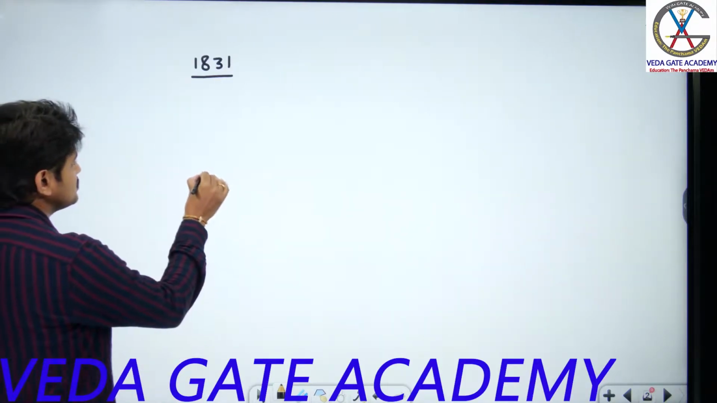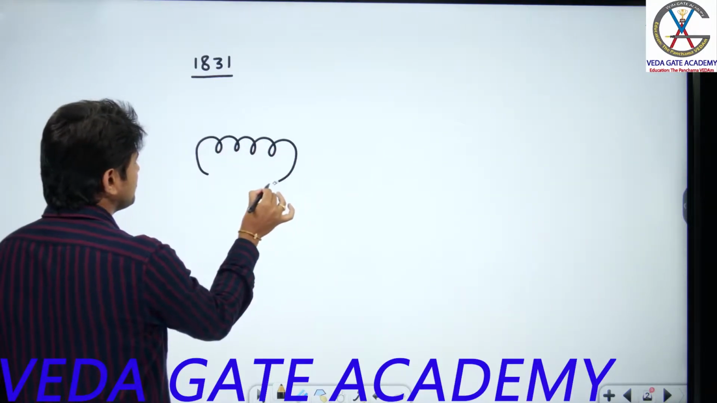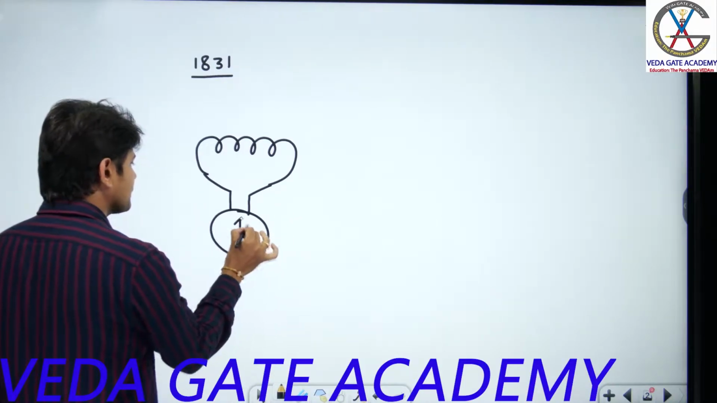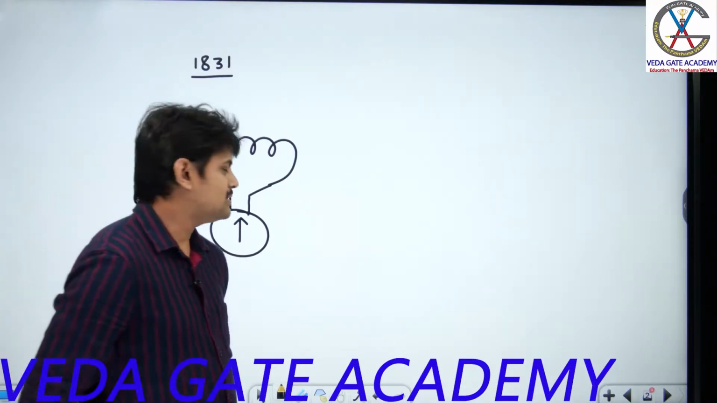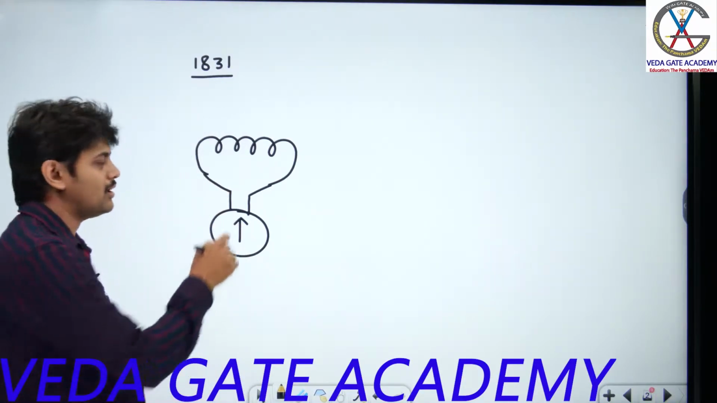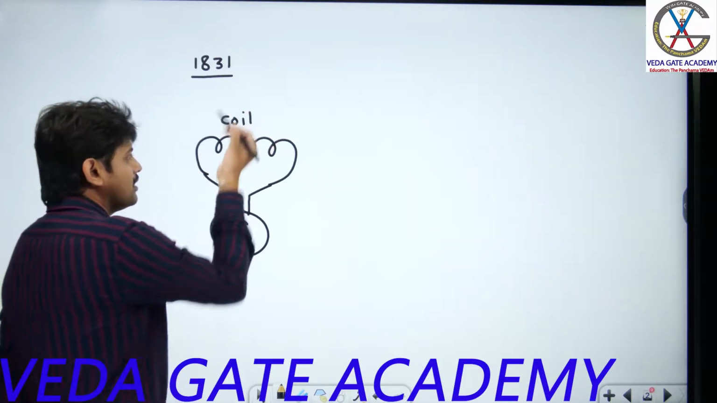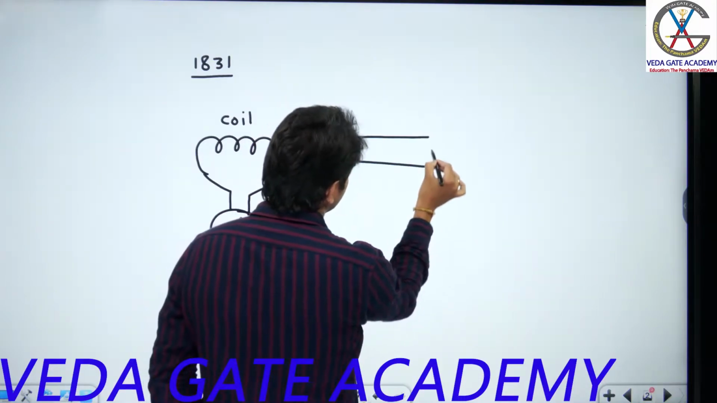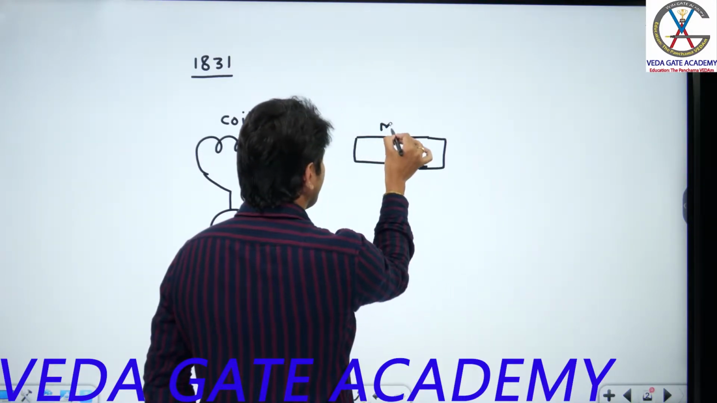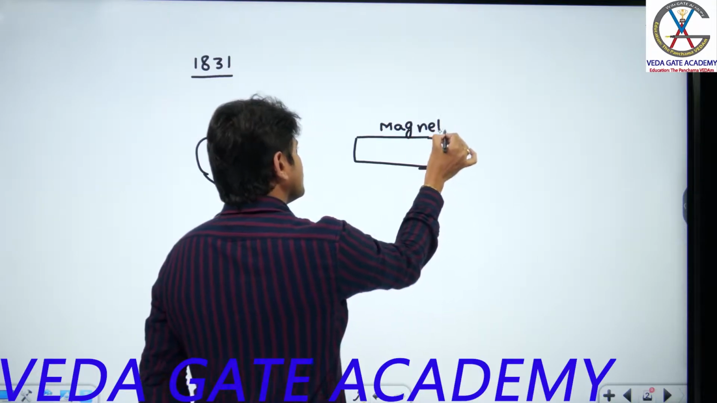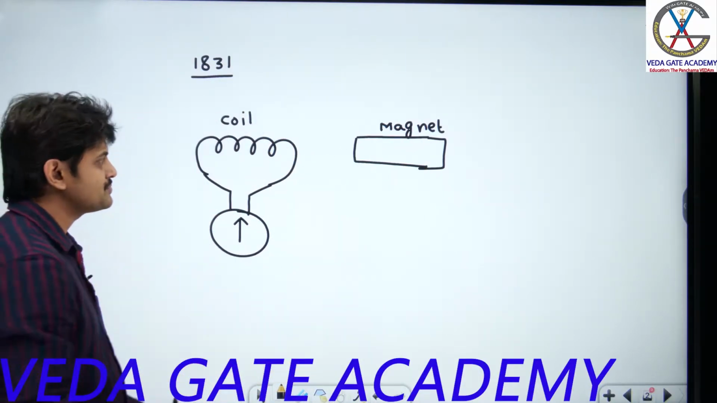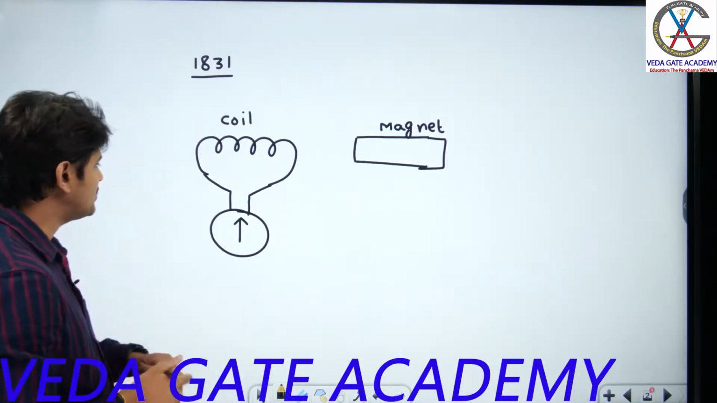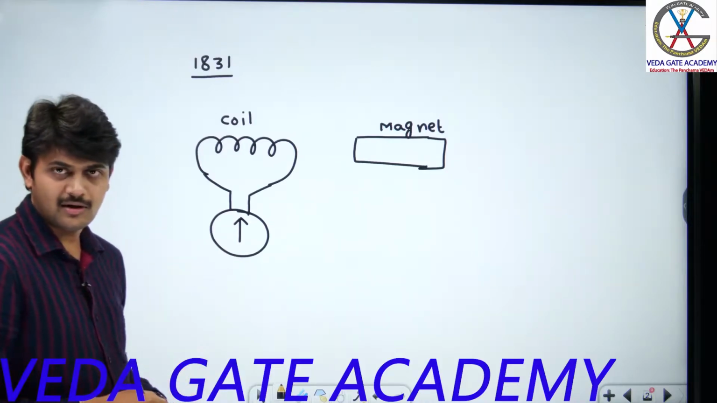He took one coil having some N number of turns, and this coil he connected to a galvanometer. As we know, the galvanometer is used to measure the voltage induced across this particular coil. So this is my coil having some number of turns. After that he took a bar magnet. Let us assume this is a simple bar magnet. In the first iteration, he kept the magnet at the same position and the coil at the same position, and he observed that there was no reading in the galvanometer.